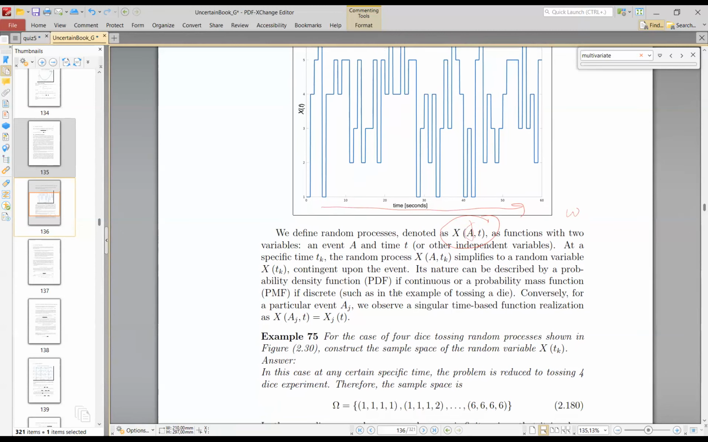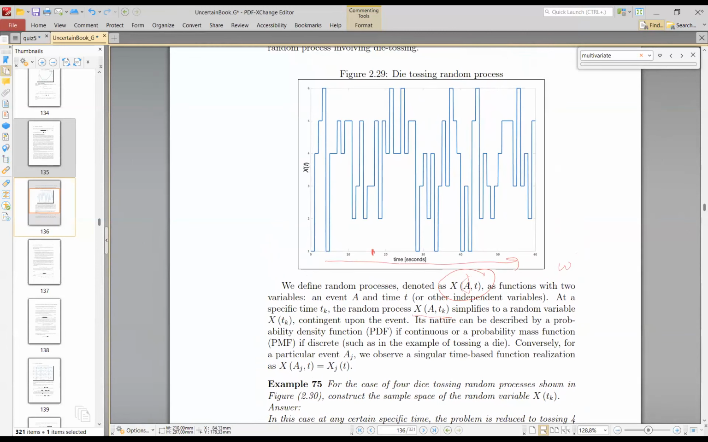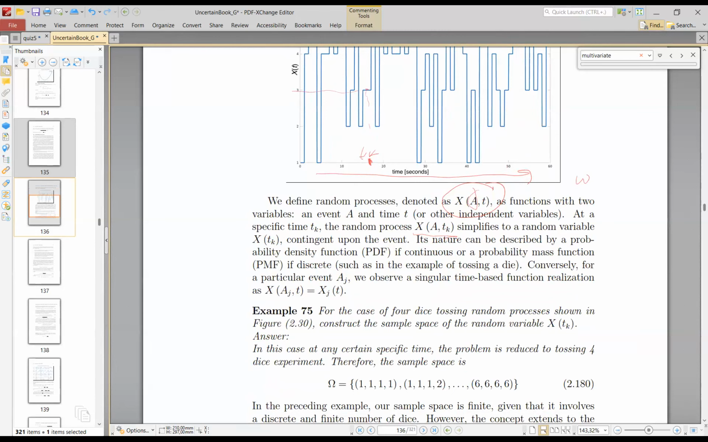Okay, so now if you take a certain time, for example, if I come here at a certain time and look at what the output is, the output was 3, as you can see, and this happens at a certain time tk. So when you have a certain time, you don't have a random process anymore, because now you freeze the time at a certain instant. In that case, what you have is a random variable.